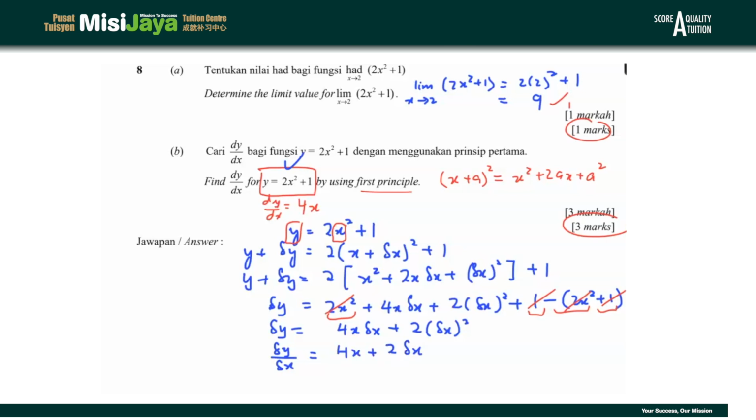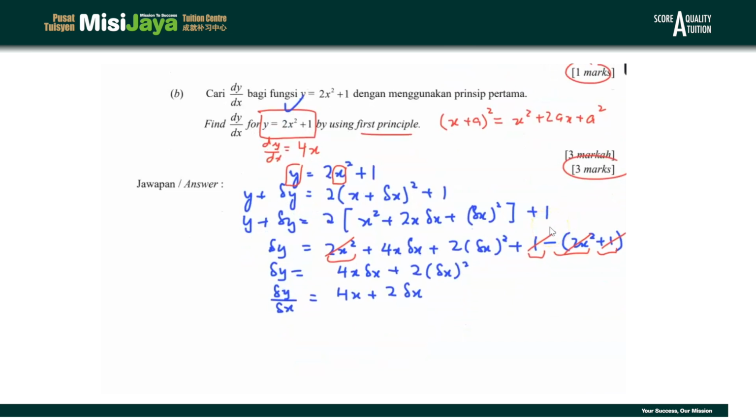So we are almost there, almost finished this question. When you want to change to dy dx, then you have to put limit delta x approaching 0. So it will be 4x plus 2 delta x, bring down. Now when delta x is approaching 0, 2 times 0 is 0. So you will get your answer as 4x. Finally we got the answer.